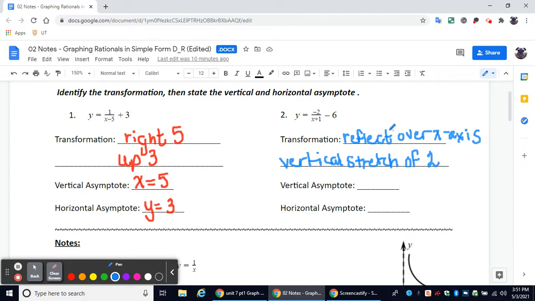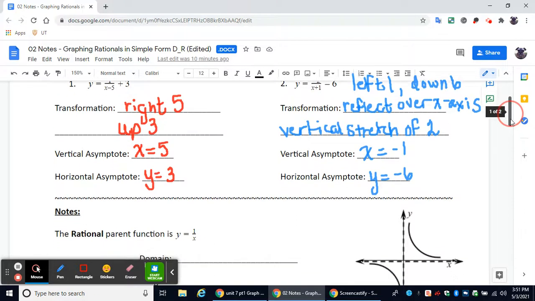X plus 1 in your denominator, again, this is the left and right movement, so it does go to the left 1, and the minus 6 will move your graph down 6. So again, the vertical asymptote is coming from the left and right movement, so x would equal a negative 1 because it goes to the left 1, and the horizontal asymptote is going to move down 6 to a y equals negative 6.